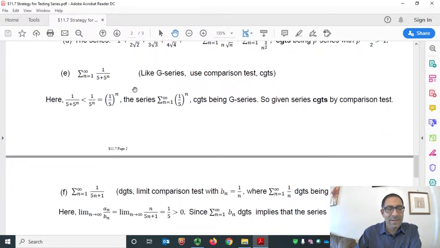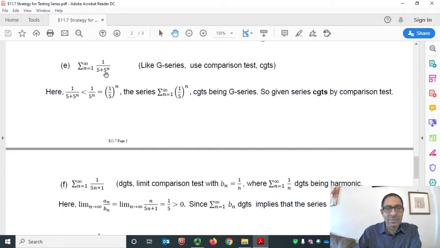Part E. The given series is the summation, n runs from 1 to infinity, of 1 over (5 plus 5 to the power n). It's like a geometric series, so we can bound this 1 over (5 plus 5 to the n) by 1 over 5 to the n. We drop this 5 out here, and we know 1 over 5 to the power n is a convergent geometric series. So by the comparison test, the bigger series converges, which means the smaller series also converges. That means the given series converges by the comparison test. Great. Let's move on.